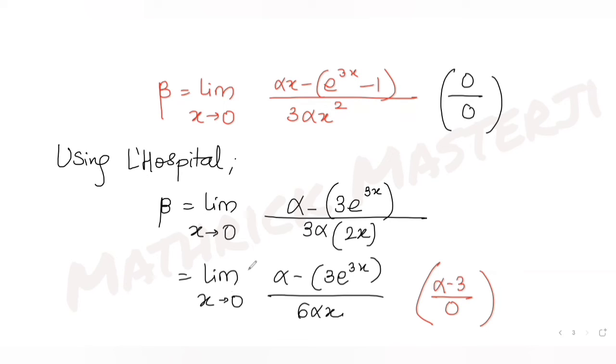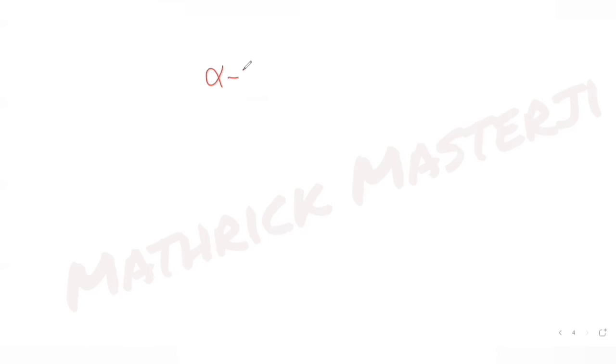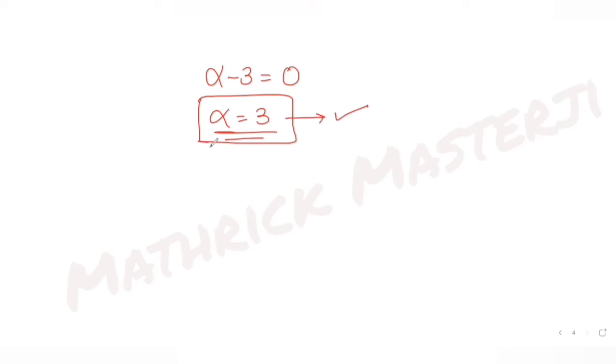So now I know if the limit exists, and if I want to apply L'Hopital's rule again, I should get an indeterminate form, that is basically a 0 by 0 form. So to have 0 by 0 form, my numerator also should turn out to become 0. And when does my numerator turn out 0? When the value of alpha becomes 3, because 3 minus 3 will make it 0. So if I equate that my numerator should become 0, I get the value of alpha as 3. So basically my limit exists when alpha is equal to 3.